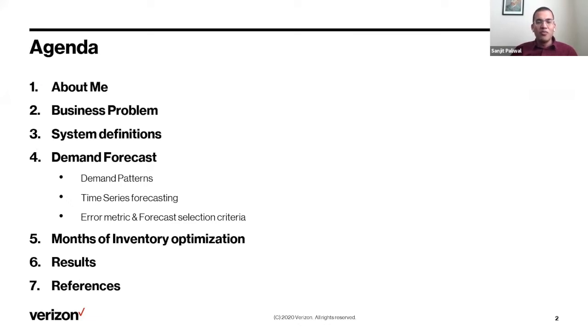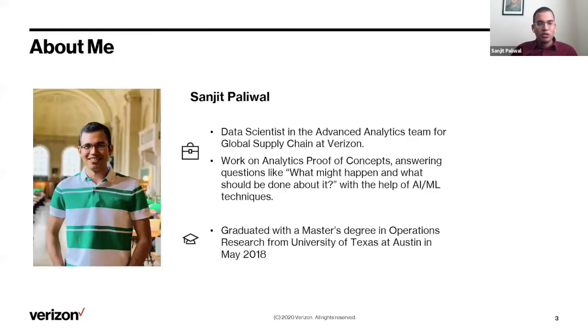And within demand forecast, we're going to look at the different demand patterns. We are also going to look at the different time series forecasting techniques that were utilized, and we'll end with the error metrics and the forecast selection criteria. Then comes the next major part of the project, that is the months of inventory optimization, in which we are basically just trying to identify how many months of inventory we are trying to keep for a given device at the central warehouse. And we'll end with the results, and I'll go over some of the major references too.